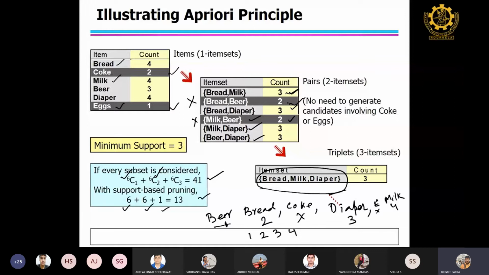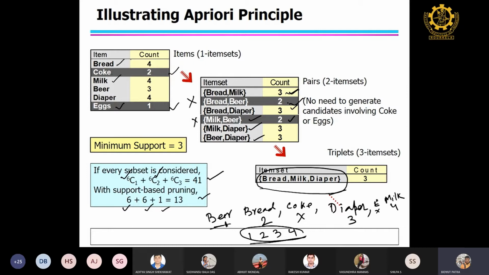To avoid, say, bread and beer and beer and bread representing the same item set, we arrange each item set in lexicographical order. So this is the arrangement here, that is 1, 2, 3, 4. Now everything will be represented by these numbers. Instead of the original item you can also do it, but it represents this order 1, 2, 3, 4. And from here we generate the candidate item sets.